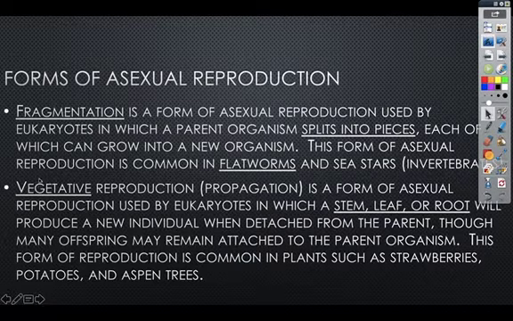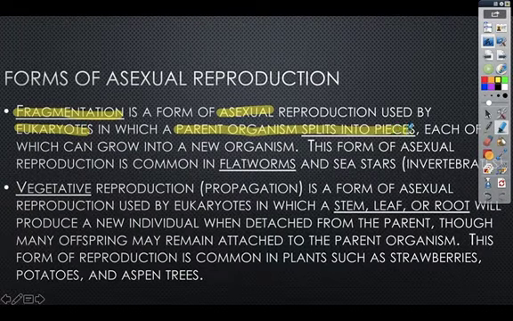All right. The next type is fragmentation. A fragment is like a piece of something. So that should give you a hint as to what happens. It's asexual reproduction. It's also used by eukaryotes. The parent organism splits into pieces, into fragments, and then each of those can grow into a new organism. We see this type of reproduction in flatworms and in sea stars, which are both invertebrates.